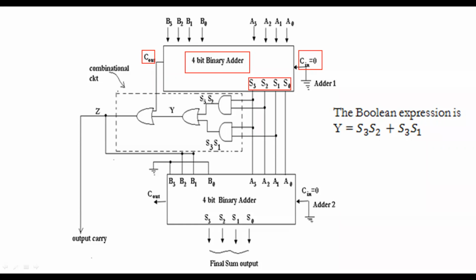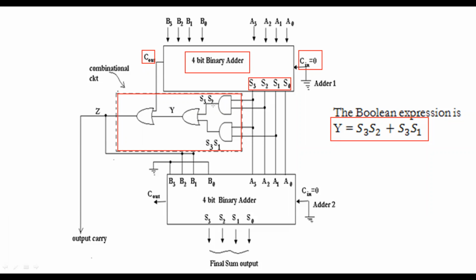for a sum greater than 9, I have designed a correction logic circuit in the previous slide. Now, it is a two-level gate, AND gate and OR gate. This is the correction logic circuit we have identified, and the correction logic circuit equation is y equals s3 s2 plus s3 s1. This is the circuit.